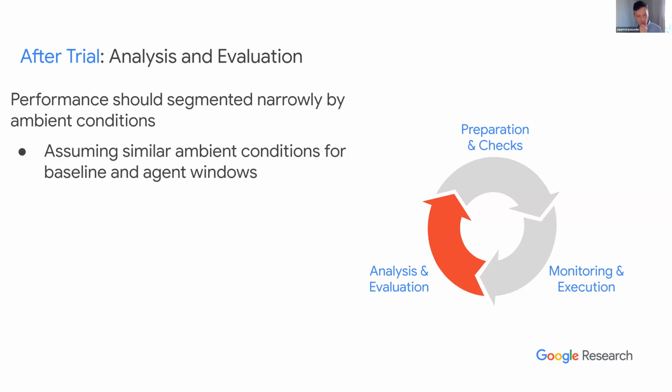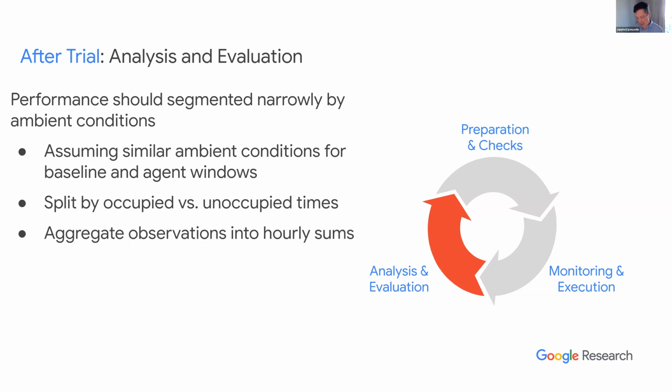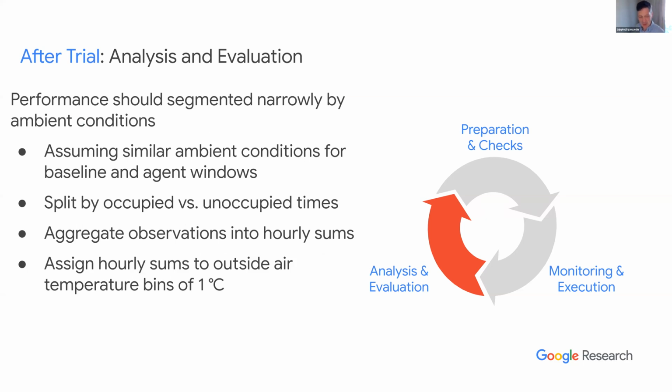We do that here very briefly. We assume that the ambient conditions for the baseline, or the rules-based control, before and after the trial are effectively similar or equivalent to the ones when the agent was under control. And so we break it apart by occupied versus unoccupied times, and then we aggregate into hourly sums. And then we split it into outside air temperature bins of 1 degree each. And so now we can compare what it was like at 0 degrees, at 5 degrees, et cetera. And we can compare against the different metrics.